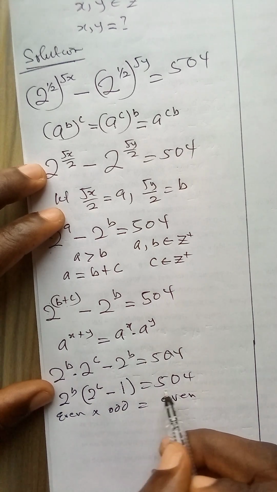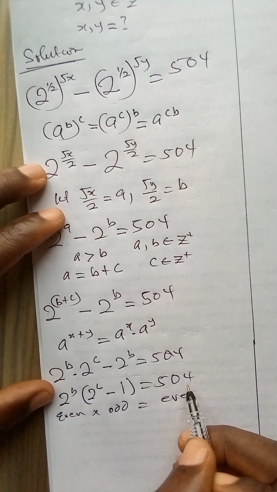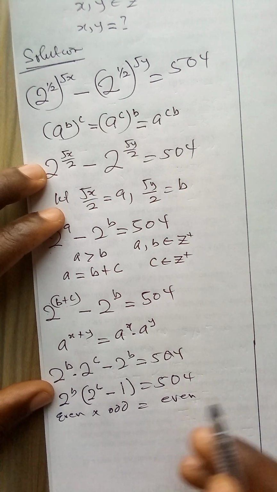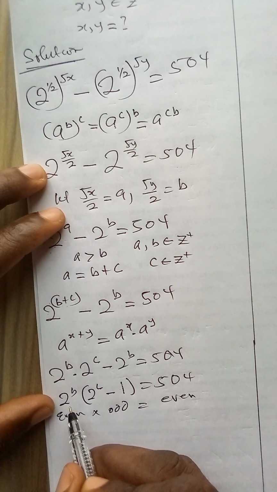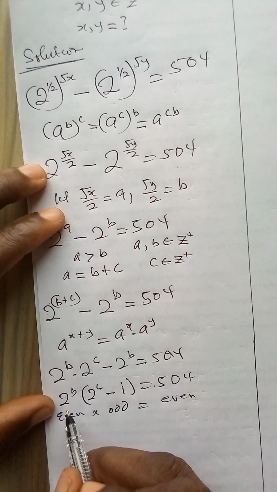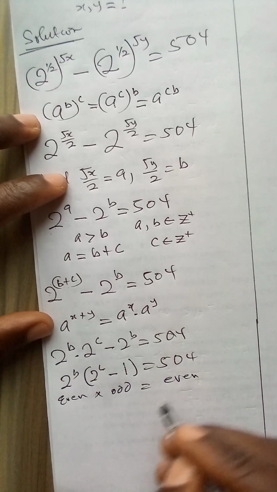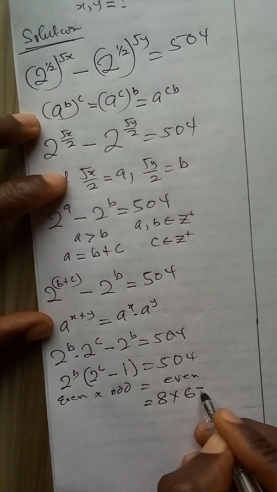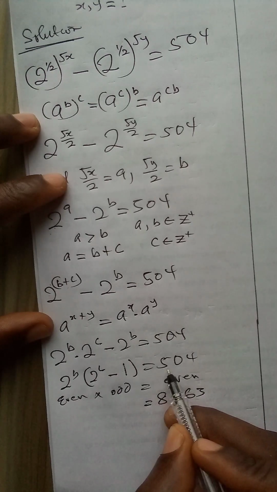Now what we need to do is to express 504 as a product of two numbers such that one is an even number, the other is an odd number. The even number must be a number that can be expressed in base 2. So those two numbers are 8 and 63. So I have 8 times 63 giving us 504.